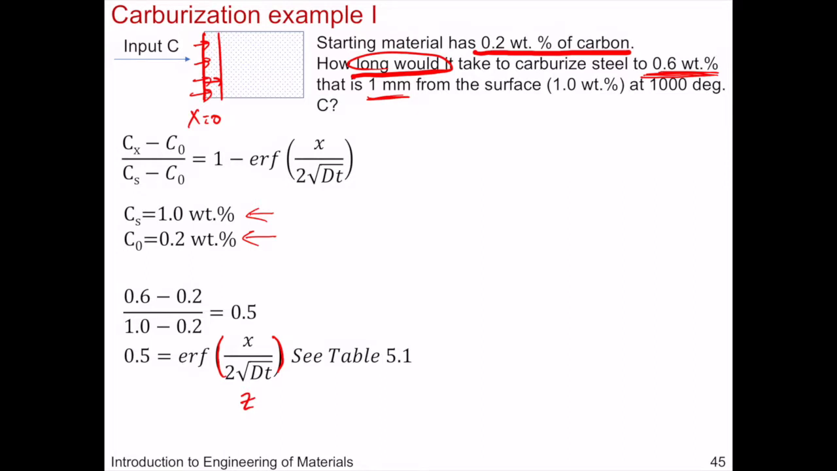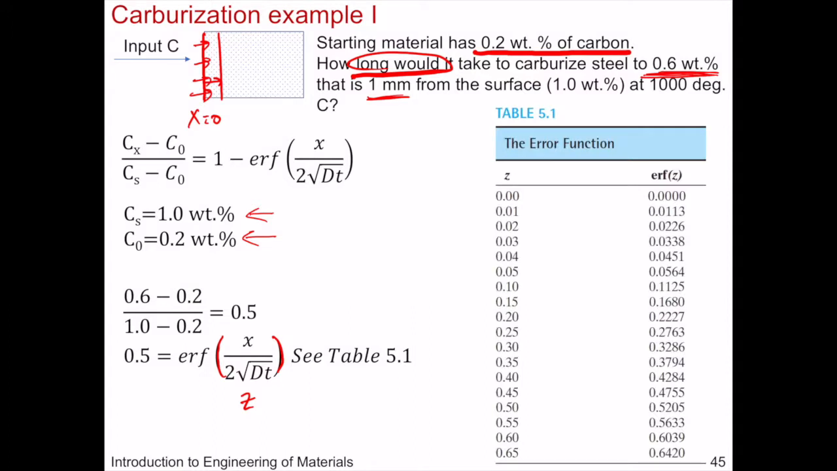So we don't have a way to exactly calculate this, and so we can extrapolate from data tables. And so the values for the error function are given in table 5.1. So that's shown here. So here you could see 0.5 is equal to the error function of z. So you could see that that is somewhere in between 0.4755 and 0.5205. So z is somewhere in between 0.45 and 0.50.